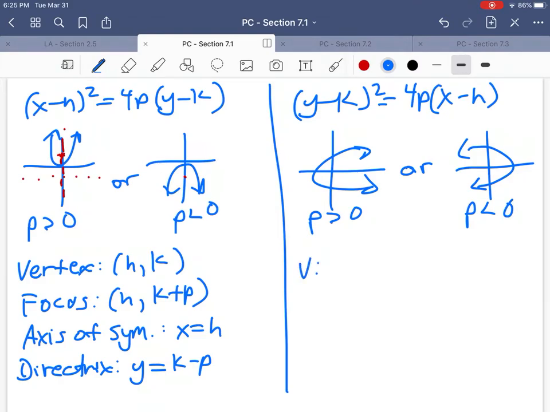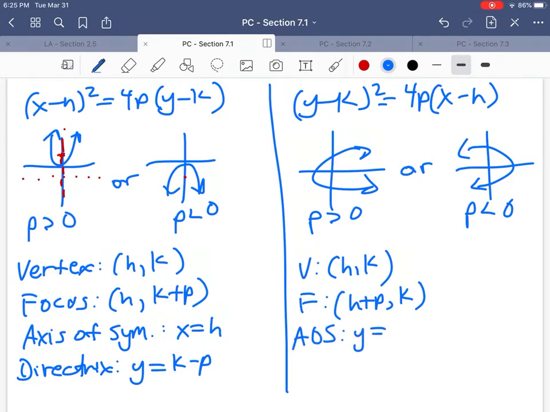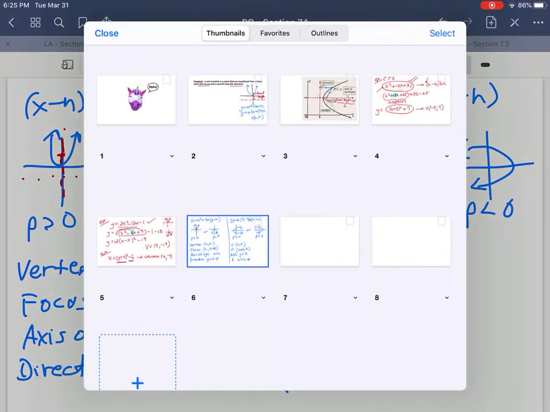So your vertex is still going to be h and k. Your focus is now going to be h plus p, comma k. Your axis of symmetry is going to be y equals k, and your directrix is going to be x equals h minus p. So I'm going to show you a couple examples of those, and then we'll be all set. Remember, you can graph these things on Desmos to get an idea.